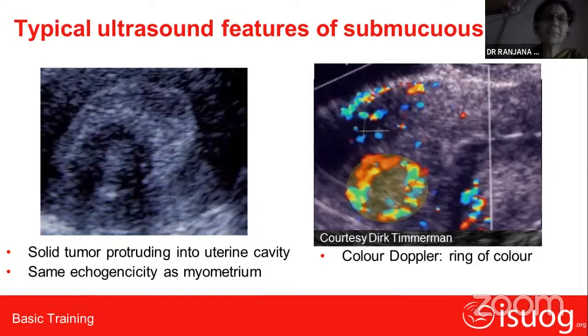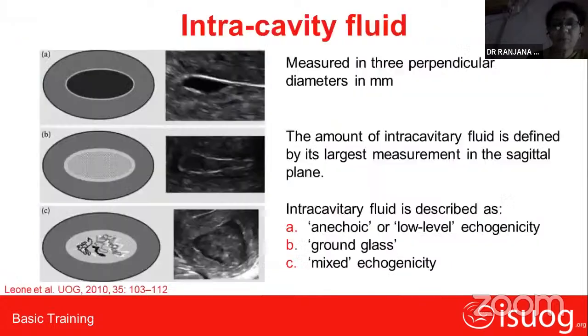So these are the typical ultrasound features of submucous myoma. It's a solid tumor protruding into the uterine cavity. The echogenicity is similar to myometrium, and the color Doppler shows a ring of fire, not a feeding vessel like a polyp. Now, if there is intracavitary fluid, we have to measure it in 3 perpendicular diameters.